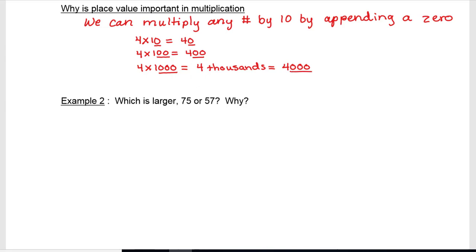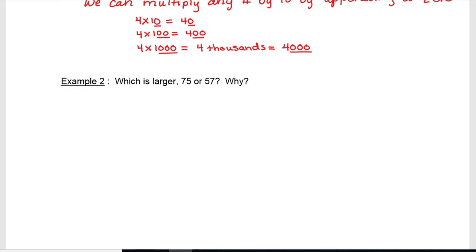Okay, so basically every time you multiply by the zeros, the kids can hopefully see the pattern, that we're just adding those zeros at the end to represent each place value. All right, it also helps us when we're trying to explain to kids about which is larger.